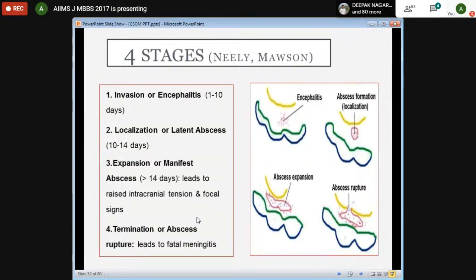It's a fatal meningitis because a lot of abscess is going into the meninges and there is no way the body can cope with it. So it is a potentially lethal condition and we should be very careful while evaluating the patient. If there is any suspicion, straight away go for a CT scan or an MRI. Don't hesitate. That is what we do and what we follow.